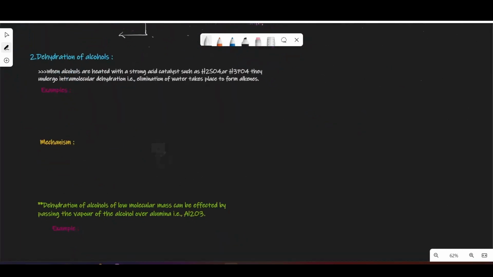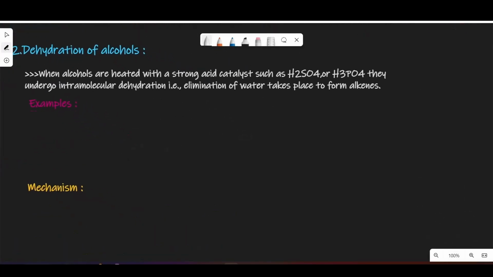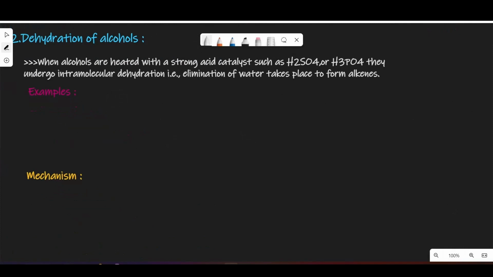Let's move to the next reaction, that is dehydration of alcohols. When alcohols are heated with a strong acid catalyst such as H2SO4 or H3PO4, they undergo intramolecular dehydration, that is, elimination of water takes place to form alkenes.